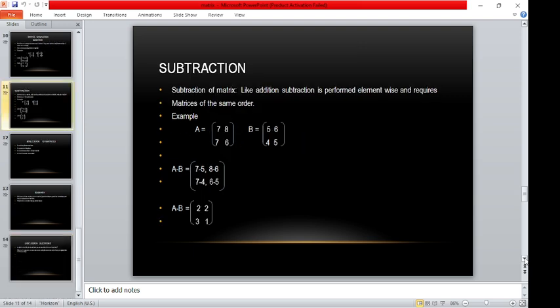We also have subtraction of matrices. Subtraction of matrices is the same as the addition of matrices. We are going to subtract matrices of the same order. For example, matrix A has elements 7, 8, 7, 6, and matrix B has elements 5, 6, 4, 5. So we are going to subtract the element in the second matrix from the element in the first matrix. We take 7 minus 5, 8 minus 6 in the second column. We take 7 minus 4, 6 minus 5. So A minus B is given by 7 minus 5 is 2, 8 minus 6 is 2, 7 minus 4 is 3, and 6 minus 5 is 1.